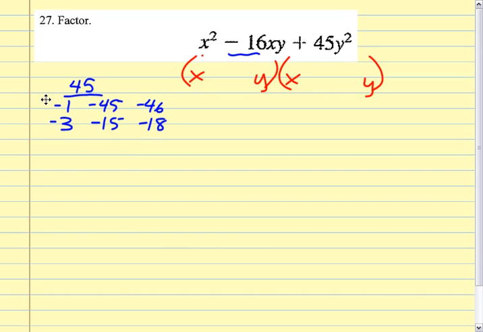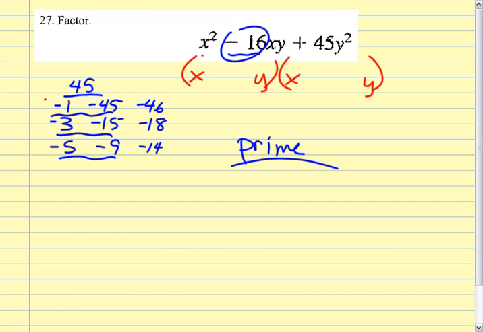What else goes into 45? 5. So negative 5 times negative 9. What do I get when I add those? Negative 14. All right, that's not what I need. What about 6? Does 6 go into it? 7? No. 8? No. So these are all the factors of 45. This thing doesn't break down. It won't give me that. So the answer for this one is prime, and that answers Bella's question.